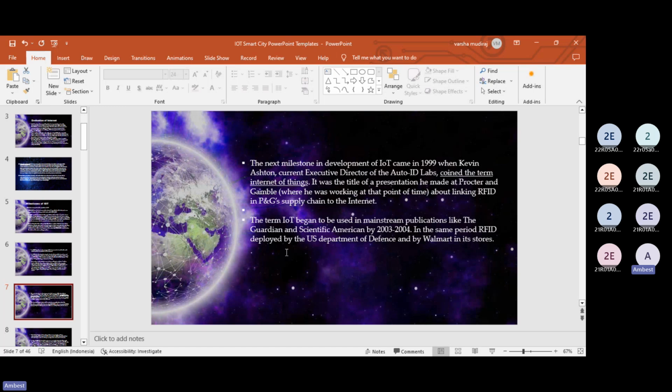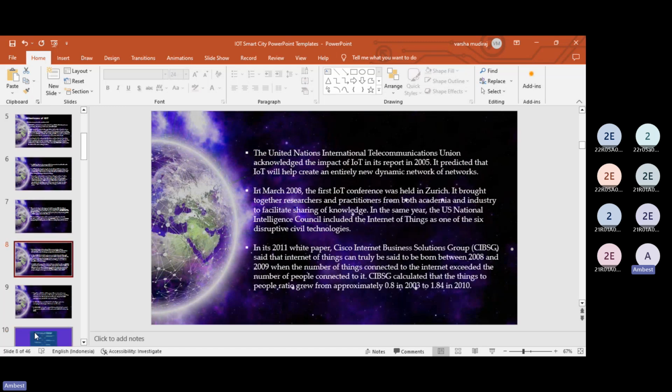The term IoT became mainstream, published in outlets like The Guardian and Scientific American in 2003 and 2004. After that period, the U.S. Department took this into its stores, and they used the Internet of Things for their purposes, implemented it, and tested it in their own way.